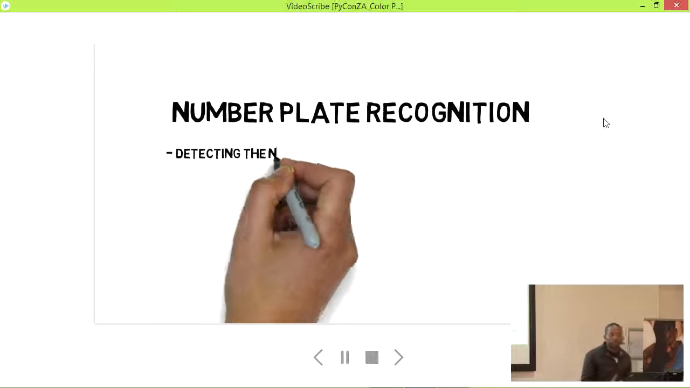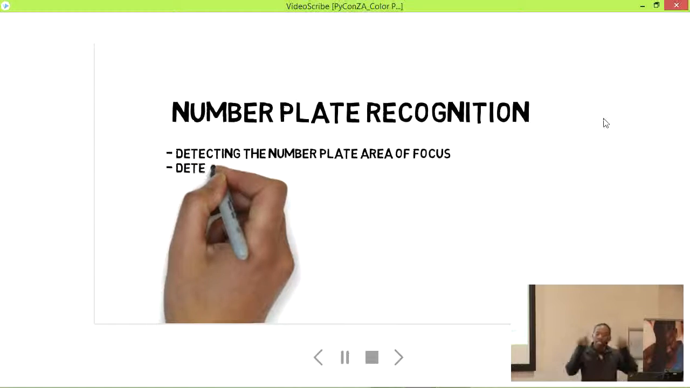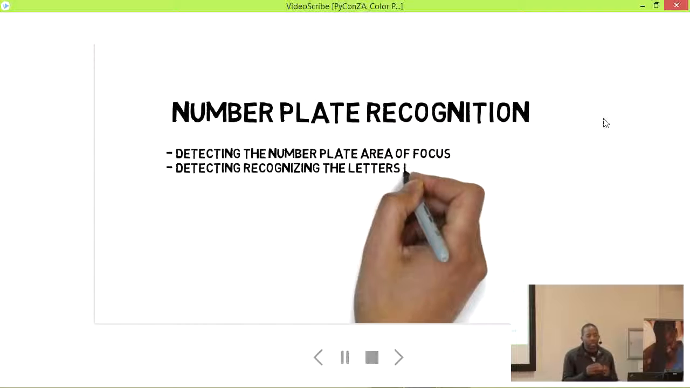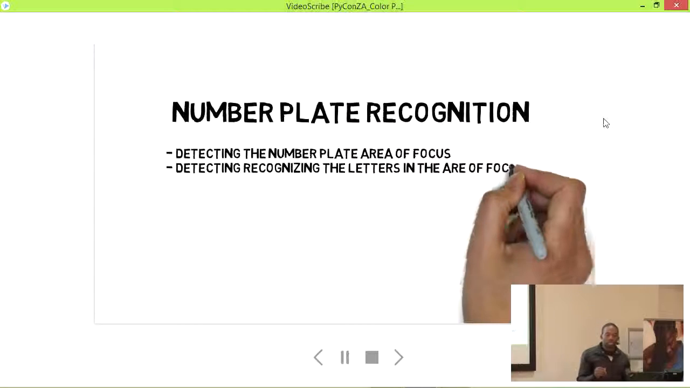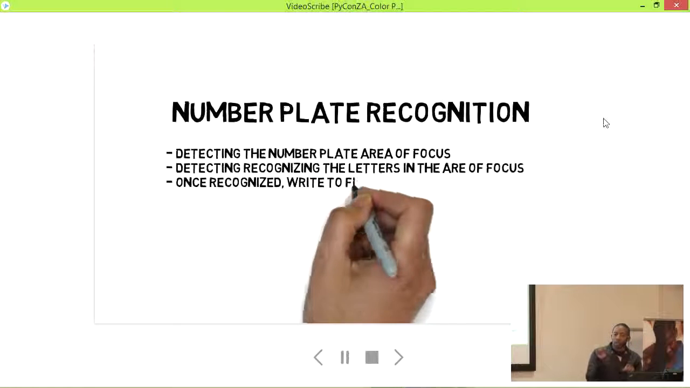First, I'm going to talk about number plate recognition. Here, the primary purpose is detecting an area of focus, and that's usually where the number plate is. It's usually white in color, pretty chilled, and easy to detect. Then you're recognizing the letters. So in this space, what are we looking at?